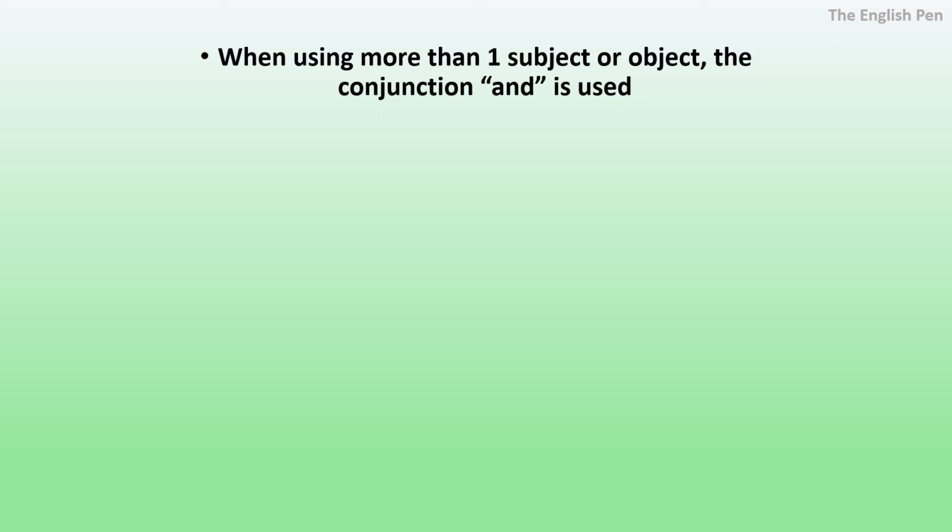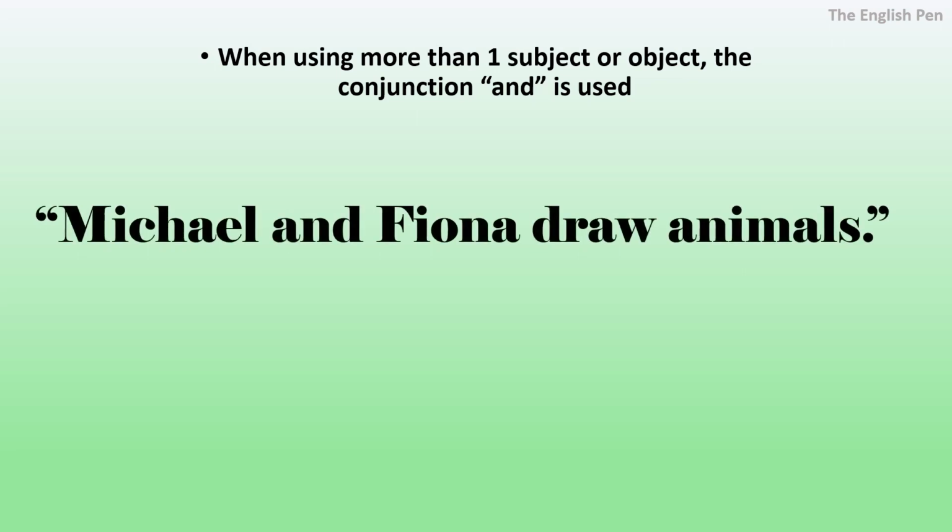For example, if we want to have two subjects in the previous sentence, we can say Michael and Fiona draw animals. In this case, Michael and Fiona are subjects. Notice how draws becomes draw after an additional subject is introduced.